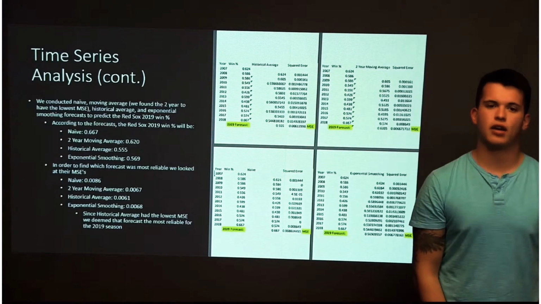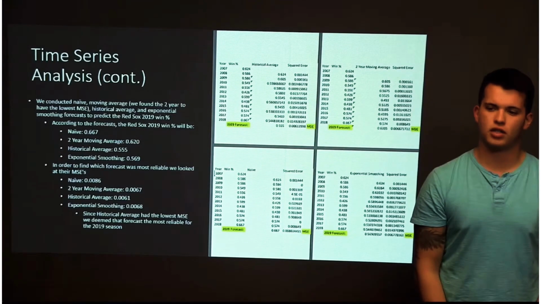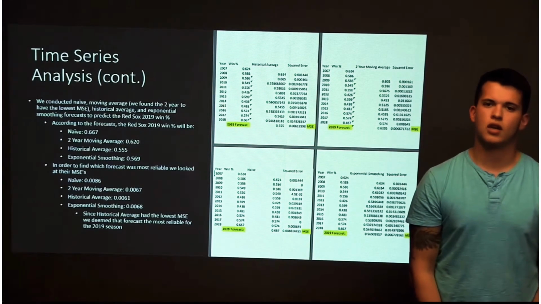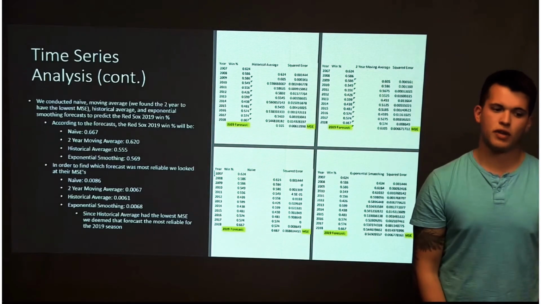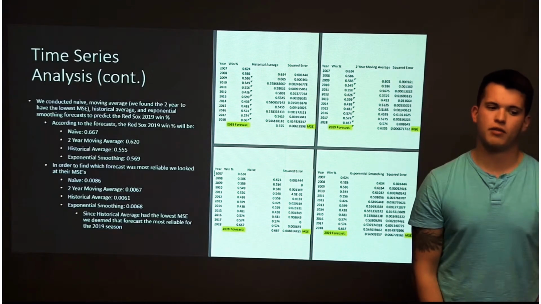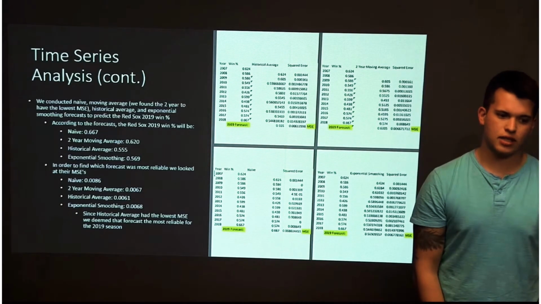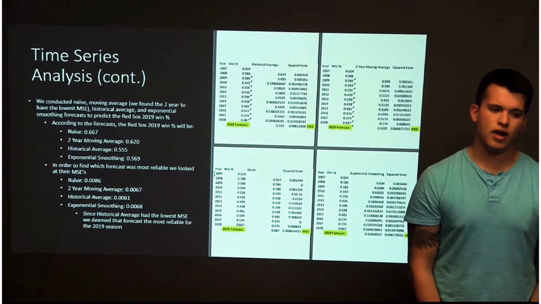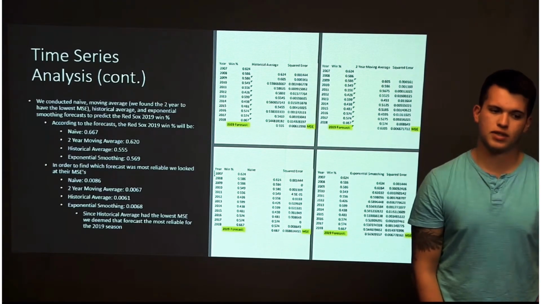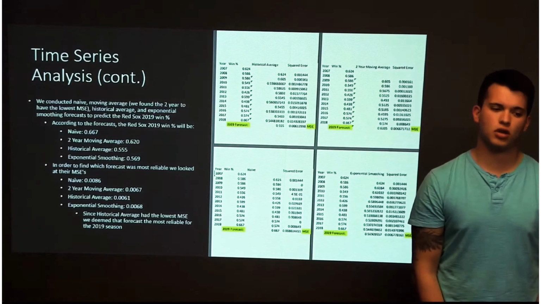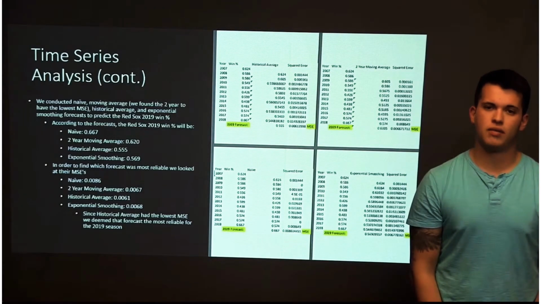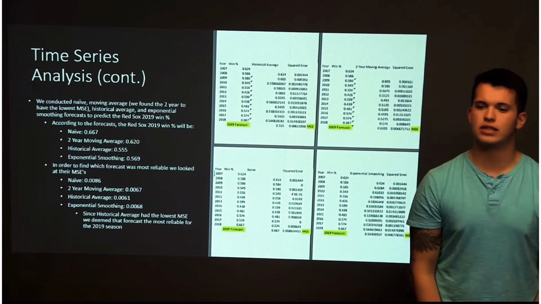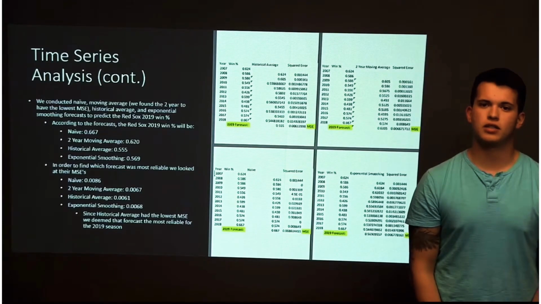In order to find which forecast was the most reliable for us to use though, we used the mean squared error to see which one had the largest error. And then the smallest error was obviously the one that we would likely go with. So for naive, we had a 0.0086. 2-year moving average, we had a 0.0067. Historical, we had a 0.0061. And exponential, we had a 0.0068. So since the historical average had the lowest mean squared error, we deemed that one the most consistent and the most likely to be correct.